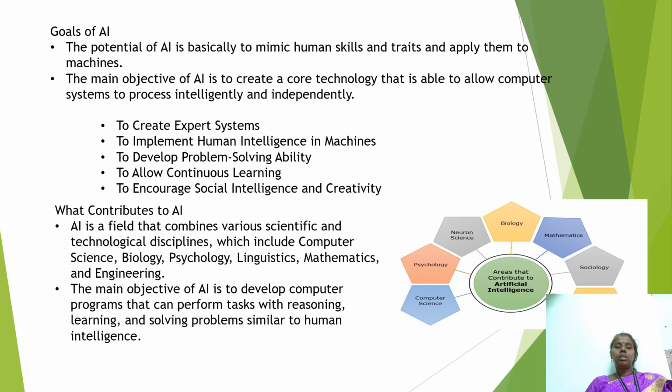Now we are going to discuss what the AI goal is and what its contribution is. What is the AI goal? The potential of AI is basically to mimic human skills and traits and apply them to machines. The main objective of AI is to create a core technology that allows the computer system to process intelligently and independently. It is used to create expert systems and to implement human intelligence in machines. It is used to develop problem solving ability, to allow continuous learning, and to encourage social intelligence and creativity.